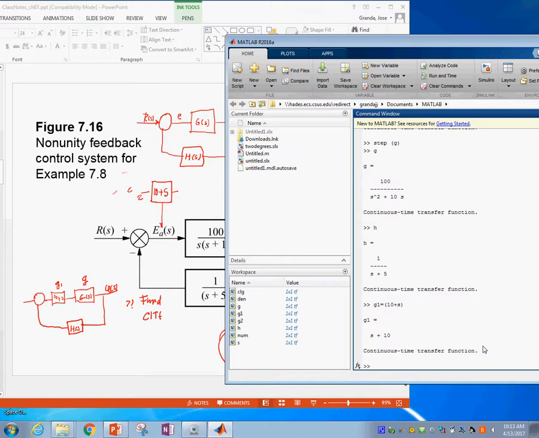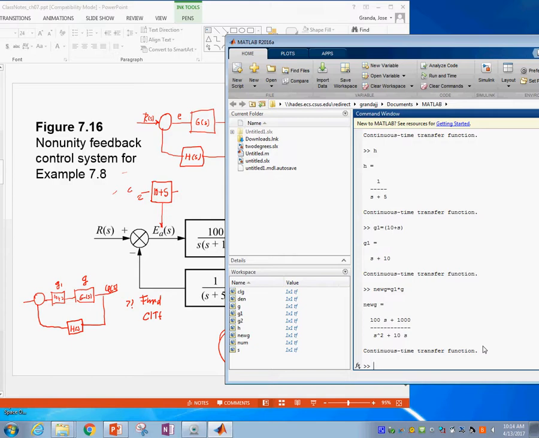So now, you see, the numerator is going to have a new G, right? I'm almost tempted to write the word new G equals G1 times G. Yeah?